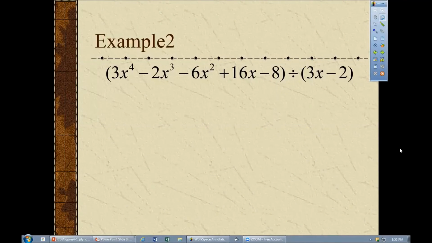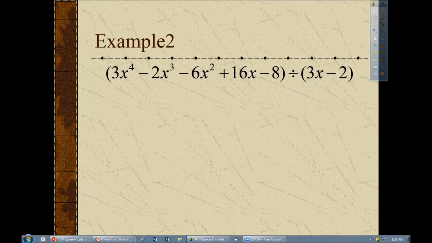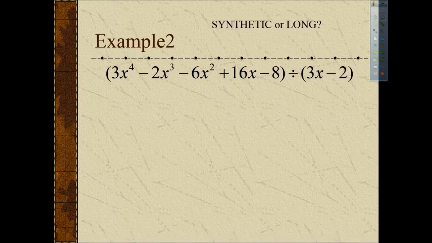Our next example is 3x to the fourth minus 2x cubed minus 6x squared plus 16x minus 8, all divided by 3x minus 2. So our first question when we approach a division problem is going to be, should I do synthetic division or long division? Well, this isn't exactly x minus k, it's 3x minus a number. So we're going to choose to do long division in this case. There is kind of a modified version of synthetic division that can deal with this, but we're not going to discuss that in this class. We'll go straight to long division for this.